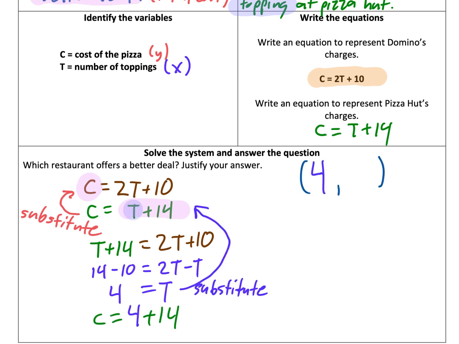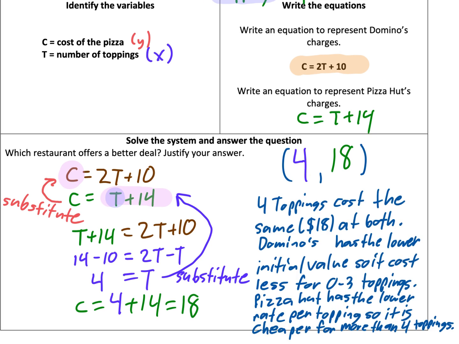Now we are going to substitute 4 for t into the first equation we used, c equals t plus 14. So we now have c equals 4 plus 14, which is 18. This means that the price will be the same for 4 toppings. It'll be $18 at both places. Since Domino's has the lower initial value, its cost will be less if you are buying 0 to 3 toppings. However, Pizza Hut has the lower rate per topping, so it's cheaper if you are buying more than 4 toppings.